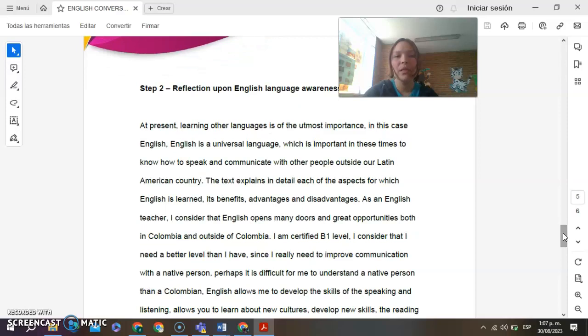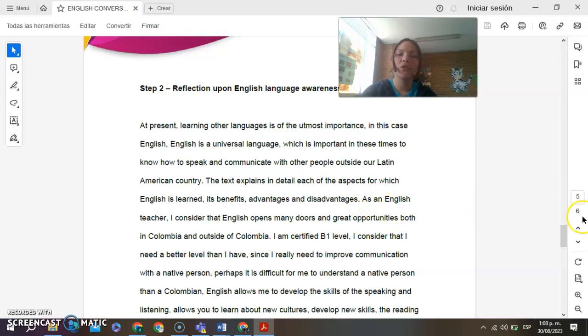At present, learning another language is one of the most important things, in this case English, which is a universal language. It is very important at this time to know how to speak and communicate with other people outside our Latin American country. The text explains in detail each of the aspects for which English is learned, its benefits, advantages, and disadvantages.